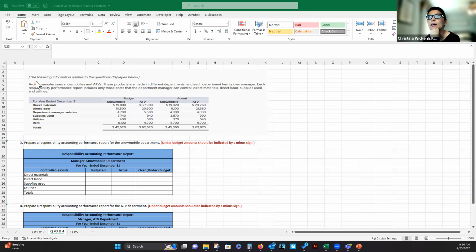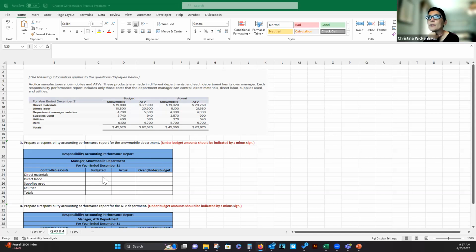All right. So we have Arctica. They manufacture snowmobiles and ATVs, and these products are made in different departments, and each department has its own manager. And each responsibility performance report includes only those costs that the department manager can control. And they're giving you some examples there of those controllable costs. So we have direct materials, direct labor, supplies used, and utilities. And so they want us to prepare a performance report for the snowmobile department.